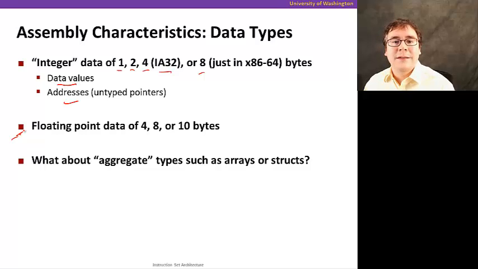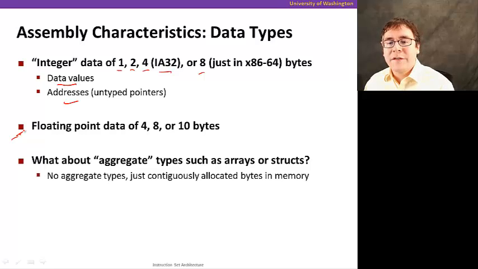Aggregate data types in assembly. Is there such a thing? No. In fact, for assembly, everything is just contiguous. Memory is flat, and there's no notion of arrays. You have to implement it by hand, by laying out the data in memory properly, and then accessing it in a way that makes it look like an array.